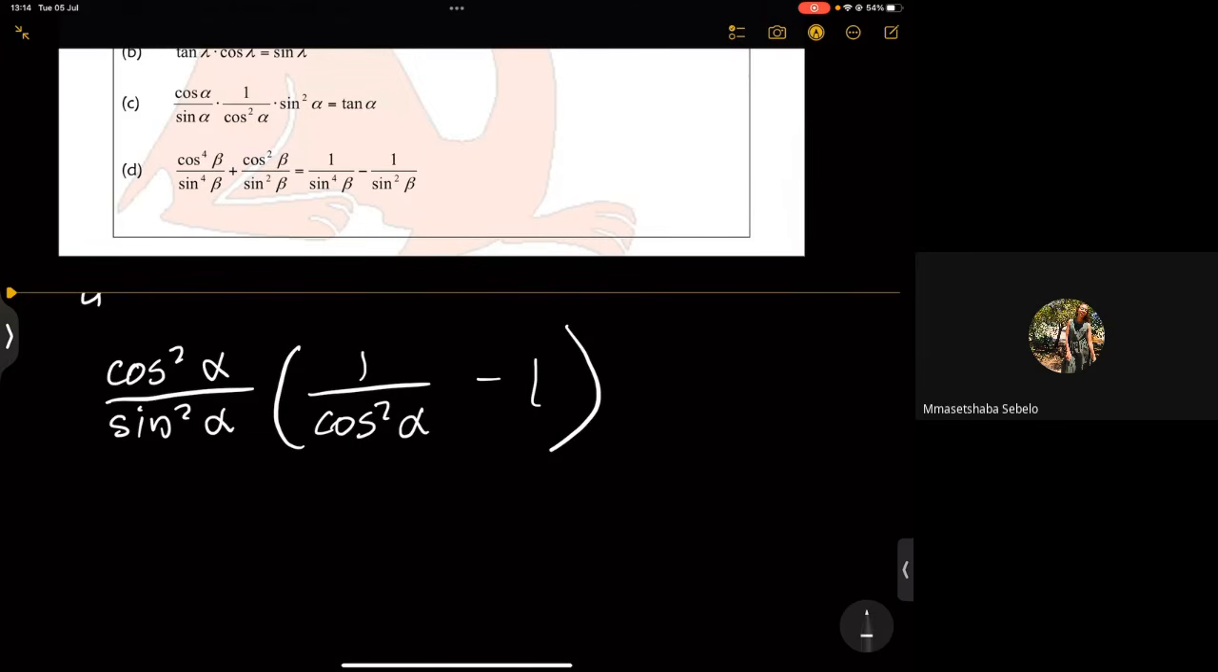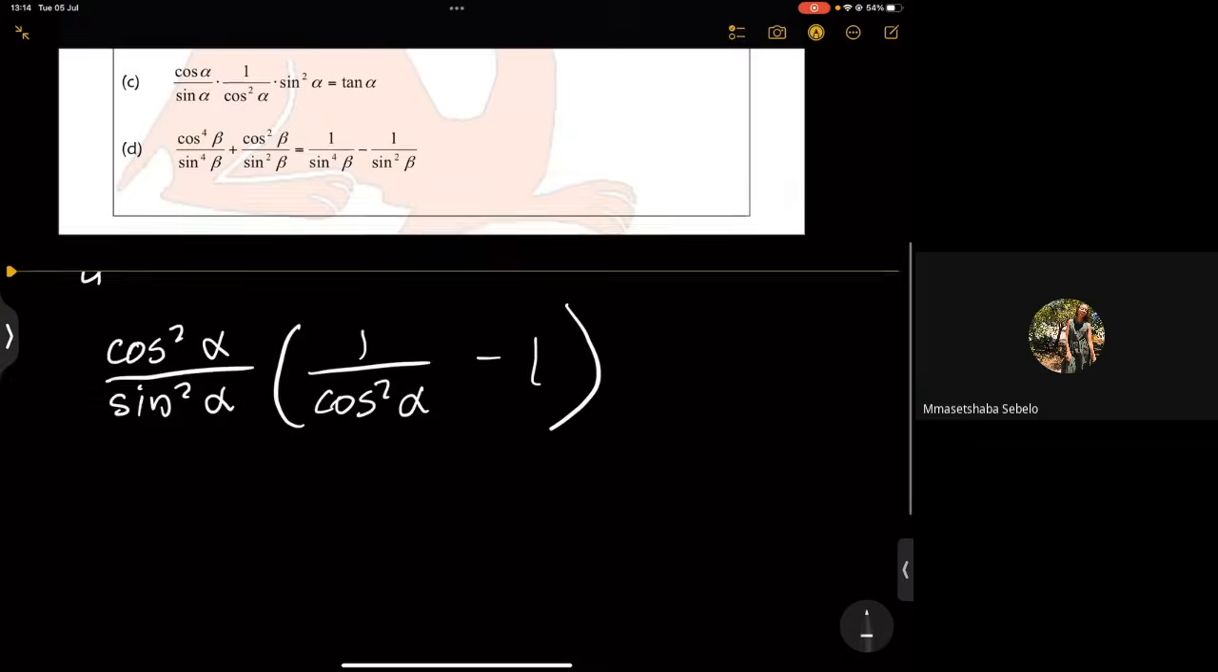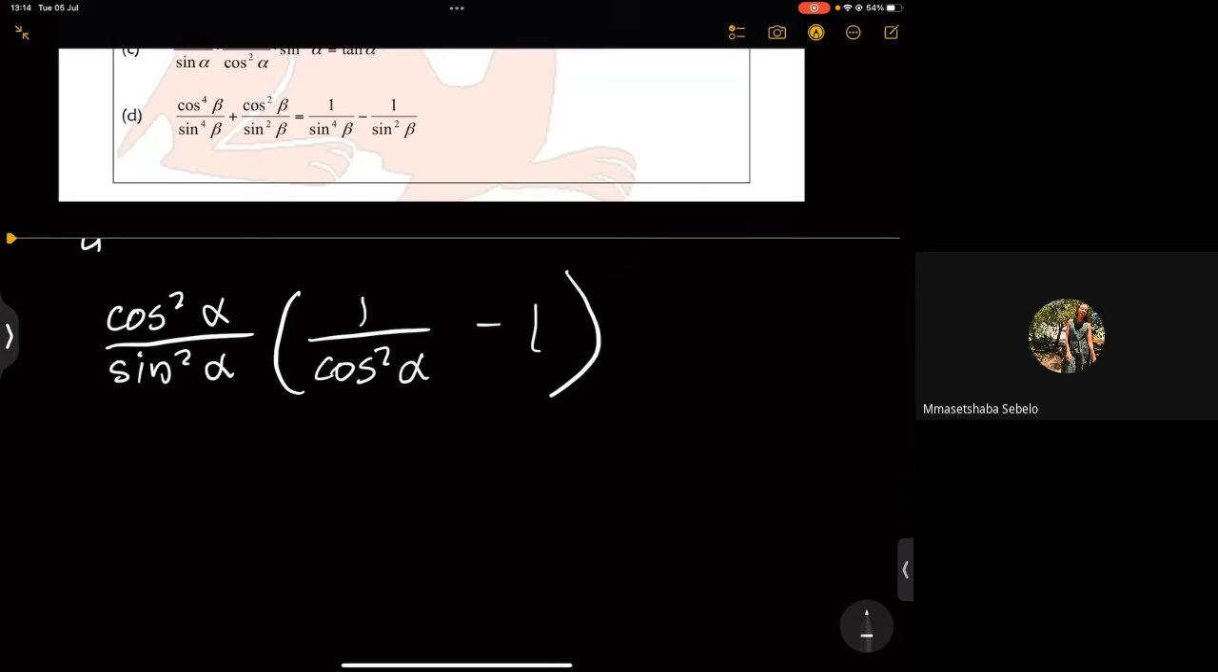Now, we said procedure number 2. What we need to do is resolve all the brackets and all square identities. In this particular case, let me leave this on the outside as is. I'm going to have cos squared of alpha over sine squared of alpha. Now, inside the bracket, I see I have got a fraction and a whole number.